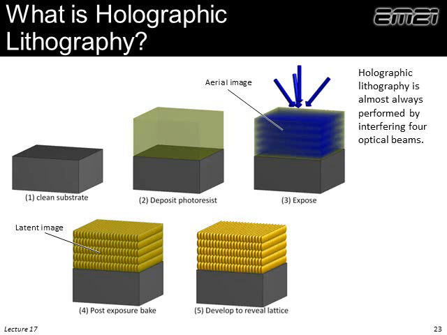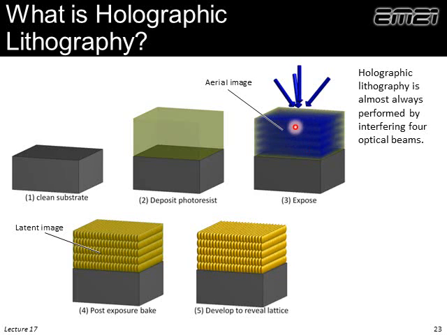Here's essentially the holographic lithography process. Very similar to what we had making the rib waveguide. We start with a clean substrate. We will spin a layer of photoresist. We will choose a group of beams, all at different angles, with different polarizations, and we'll interfere them within the resist. And this produces an aerial image, this three-dimensional speckle pattern with bright spots and dark spots.